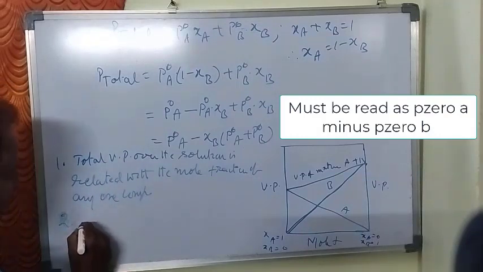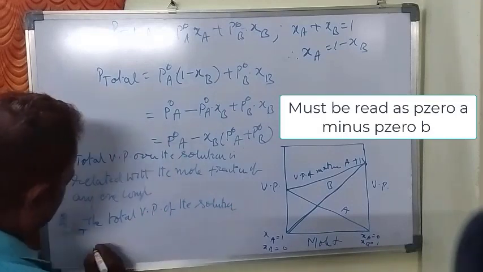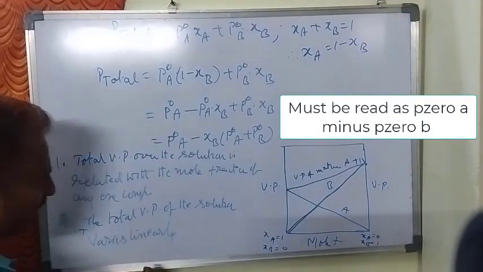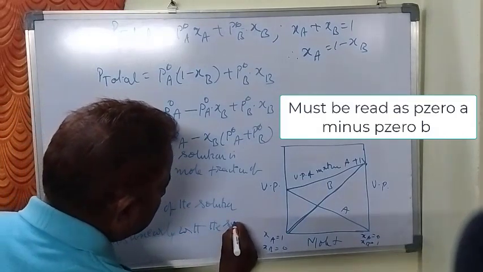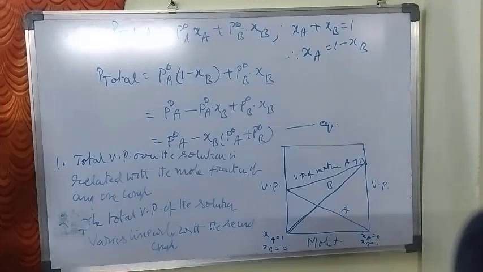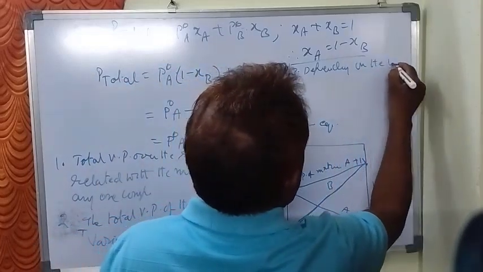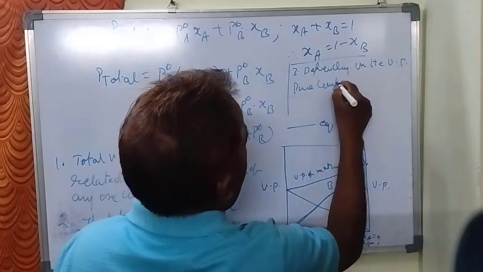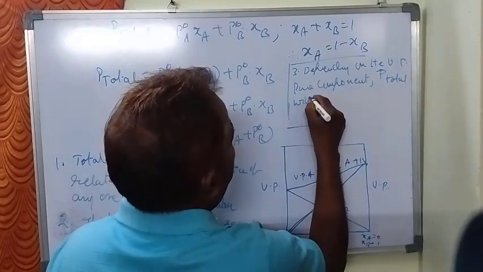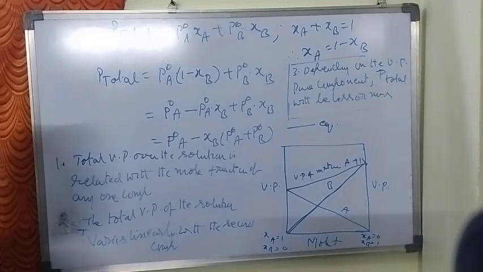The second one is that the total vapor pressure of the solution varies linearly, linearly meaning a straight line, with the mole fraction of the second component. So these are the two conclusions we have drawn from this equation. The third point is that, depending on the vapor pressure of pure components, the total vapor pressure, that is P total, will be less or more.